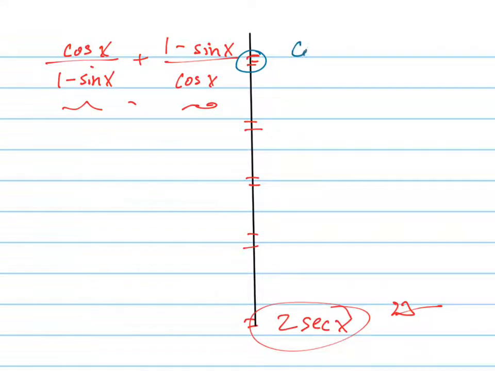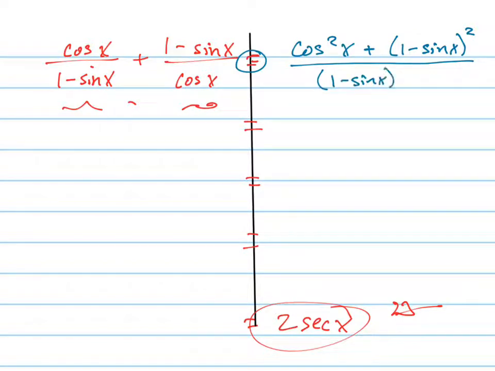So here's what I'm going to write. Cosine squared x plus 1 minus sine x, all over what? 1 minus sine x times cosine x. Okay? And you're expected to be able to know how you got from that to that. You don't have to write down a little note of here's what I did. You don't have to do that. You can just do it, and as long as you did it right, your teacher can see that.